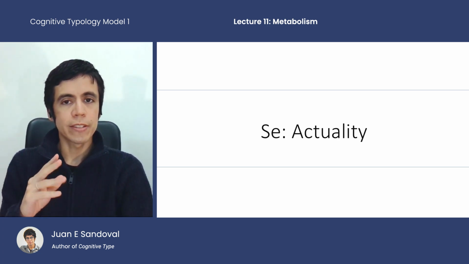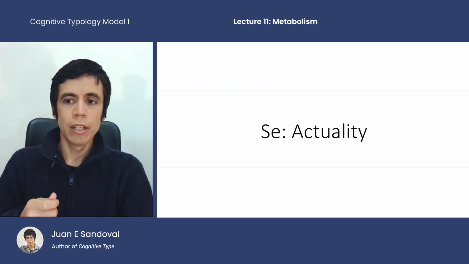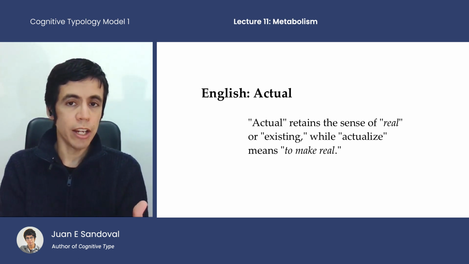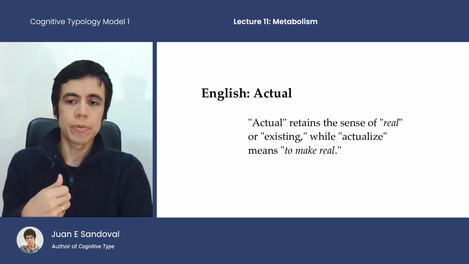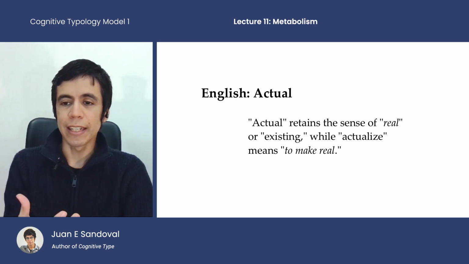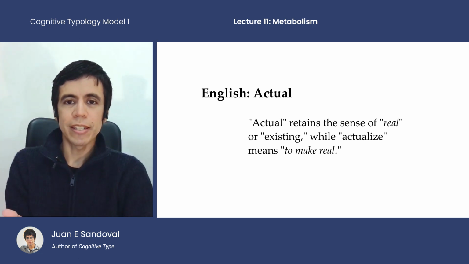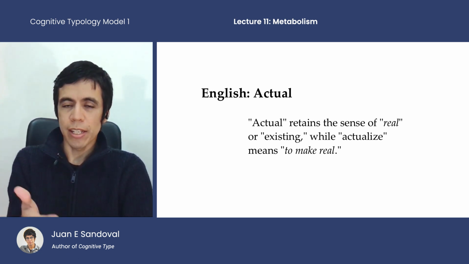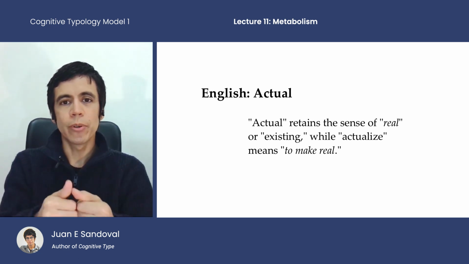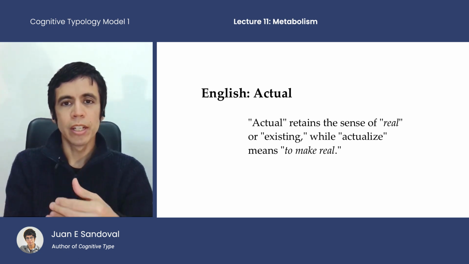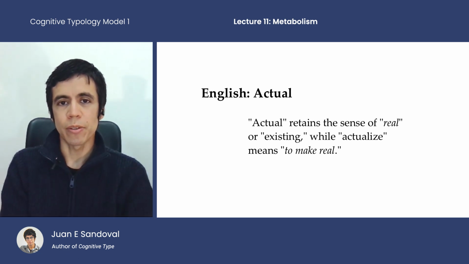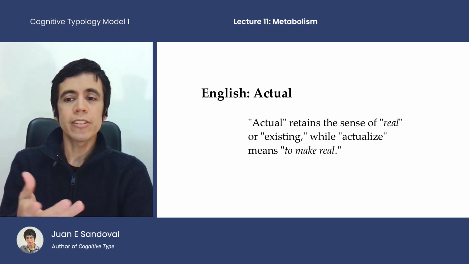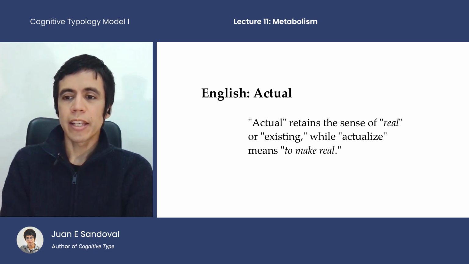Now, there are more reasons for why this word has been chosen for SE. So, for example, in English, the word actual retains the meaning of something being real or existing, which, as we just mentioned, correlates to how SE gives you the world in the most literal representation possible, in the most realistic representation possible. And also, the word actualize came to mean to make something real, right?